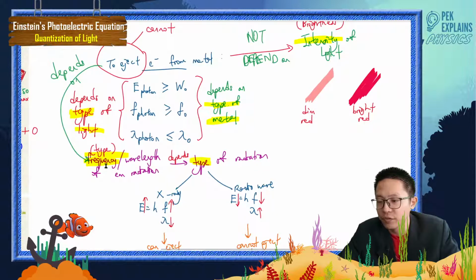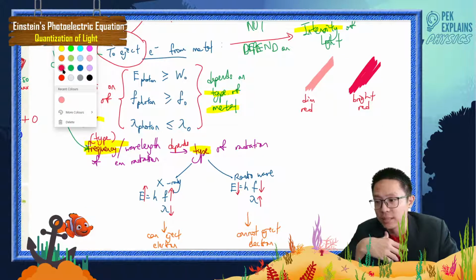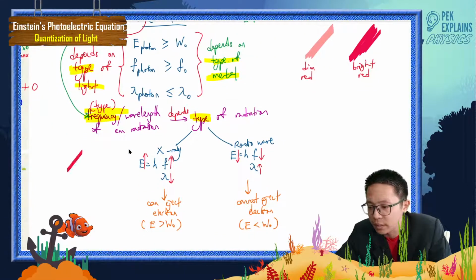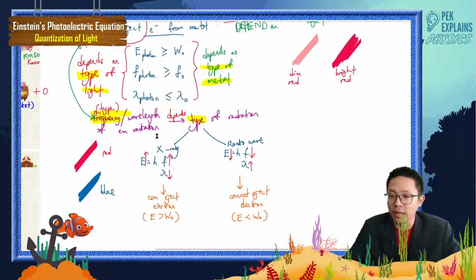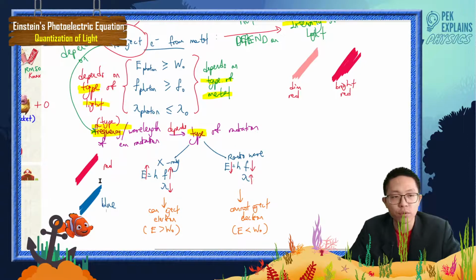About different frequency of light, it is a different color. We're talking about different colors. Different frequency is red, and then blue. This is a red light, this is a different blue light. This is a different intensity, this is a different frequency.